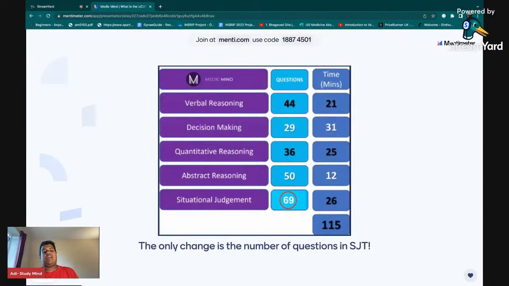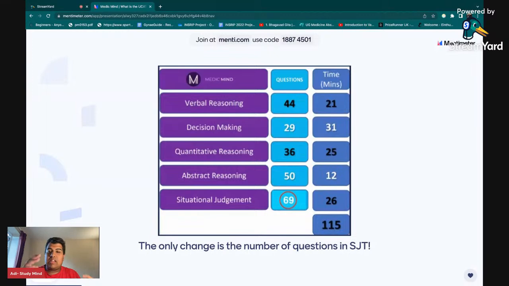The only change that you've seen that has been made to the UCAT this time around is the number of questions in SJT. Other than that, the verbal reasoning has remained the same. So you have 44 questions to do in 21 minutes.